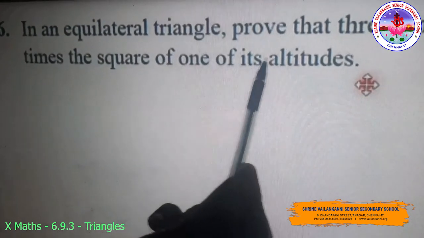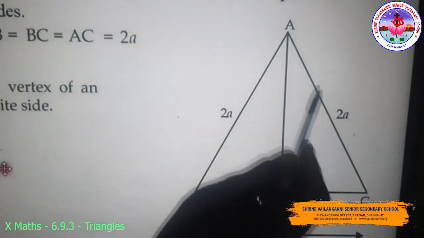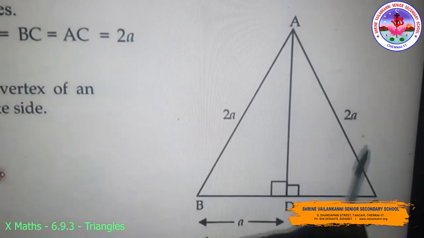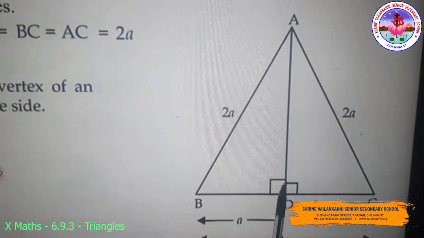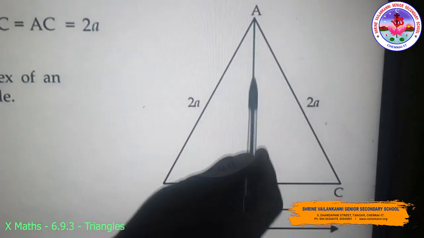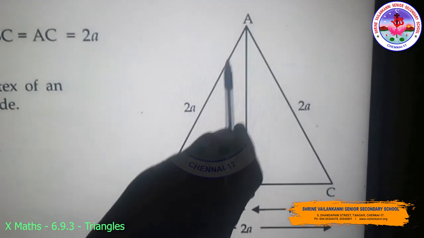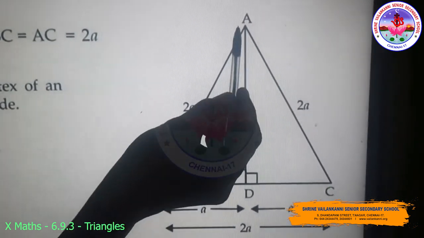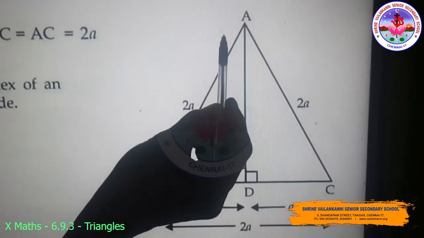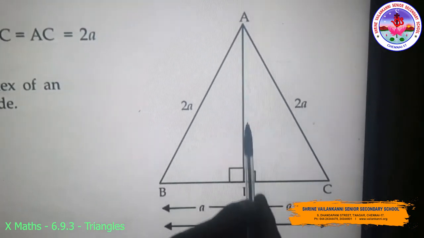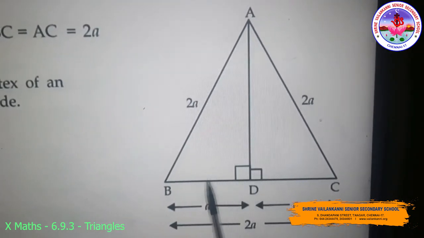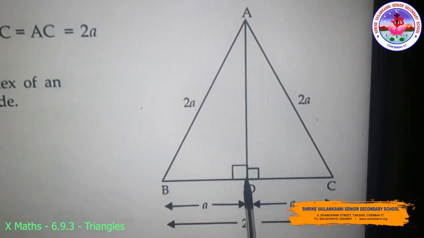16th problem. In an equilateral triangle, prove that 3 times the square of one side is equivalent to 4 times the square of one of its altitudes. Draw an equilateral triangle ABC and an altitude AD. I'm taking the triangle ADB, which involves the altitude as well as the side. So we are considering the triangle ADB, where the altitude of an equilateral triangle touches the base at its midpoint.